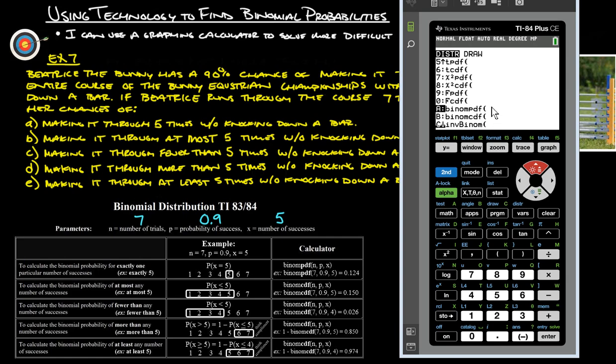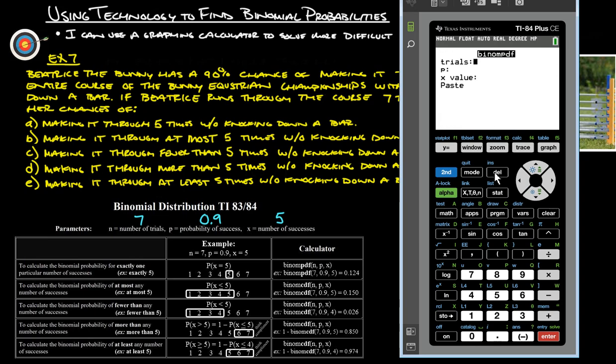That finds an exact value, like just 5, just 6, just 7. And binomial CDF is binomial cumulative density function. That's going to find up to 5 or up to 4 or something of that nature. So that's the cumulative, and this is a specific number. On this one here, we are looking for exactly 5, so we push enter here.